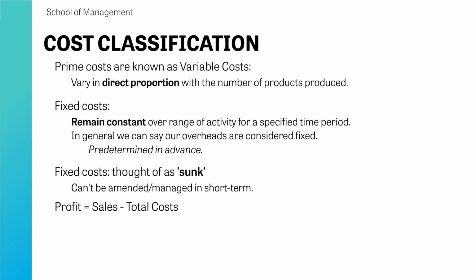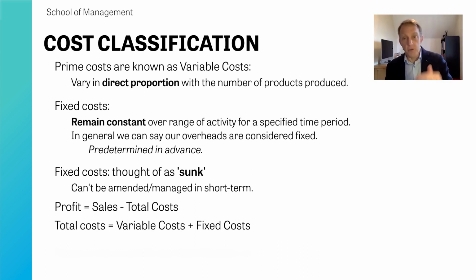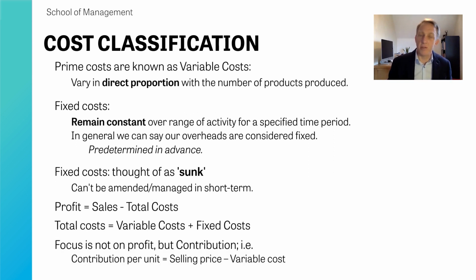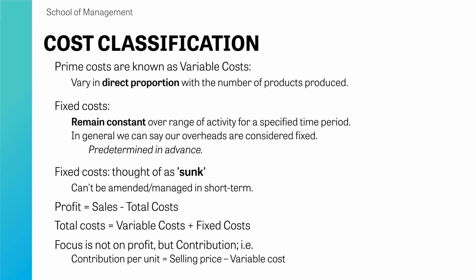But we consider our fixed costs sunk for short-term decision-making. Now, we all know that profit is our total sales minus our total costs, and our total costs are made up of variable costs and fixed costs, right? Or our prime costs and our overheads. Now, if we're assuming our fixed costs are sunk, let's ignore them. We don't take them into consideration. So now we're going to introduce this concept of contribution. And that's a vital, vital concept in management accounting. And we use this contribution to make decisions.